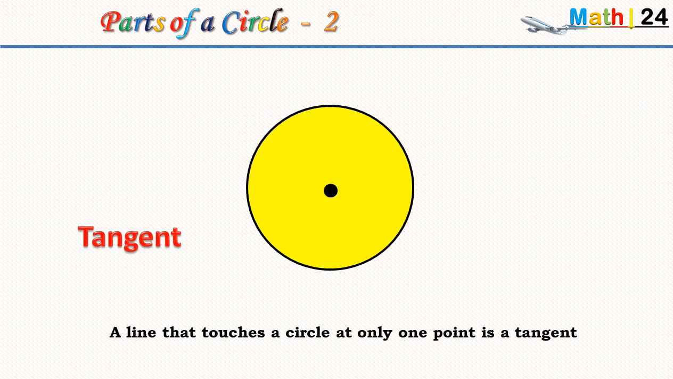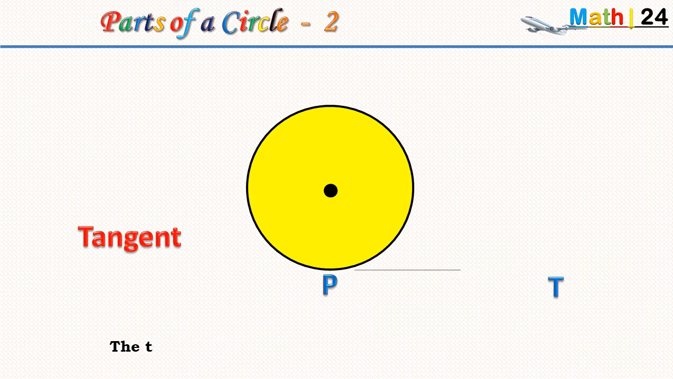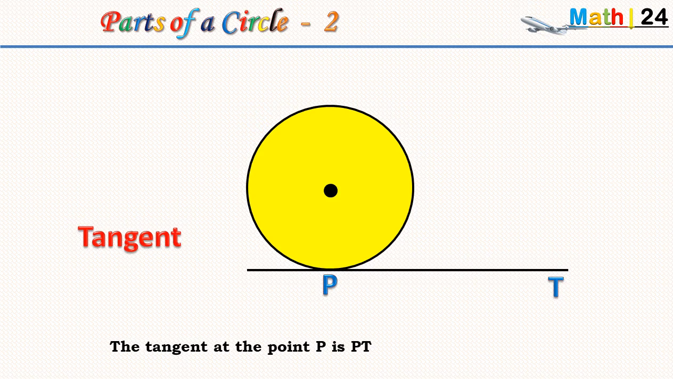Finally, the last part of the tutorial, we'll be looking at a tangent. And we define a tangent as any line that touches the circumference at one and only one point. For example, we have the tangent PT in this particular case.